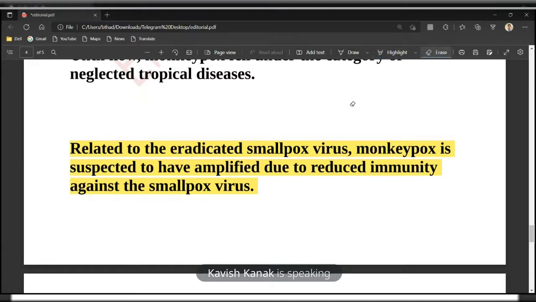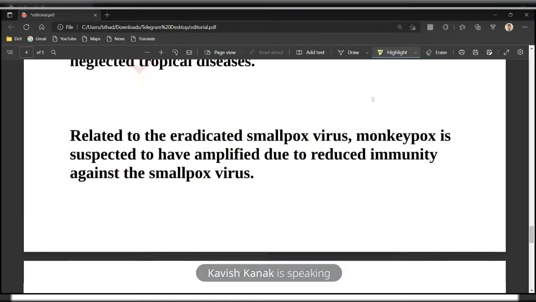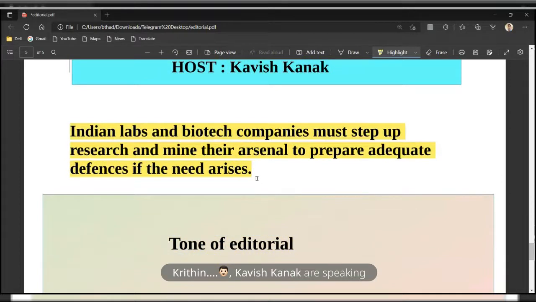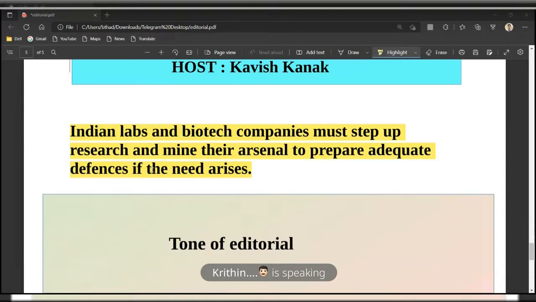So we can jump to the next paragraph. Indian labs. Krithin, are you there? Yes, brother. Yeah, read the paragraph and try to explain it. Indian labs and biotech companies must set up research and mine their arsenal to prepare adequate defense if the need arises.